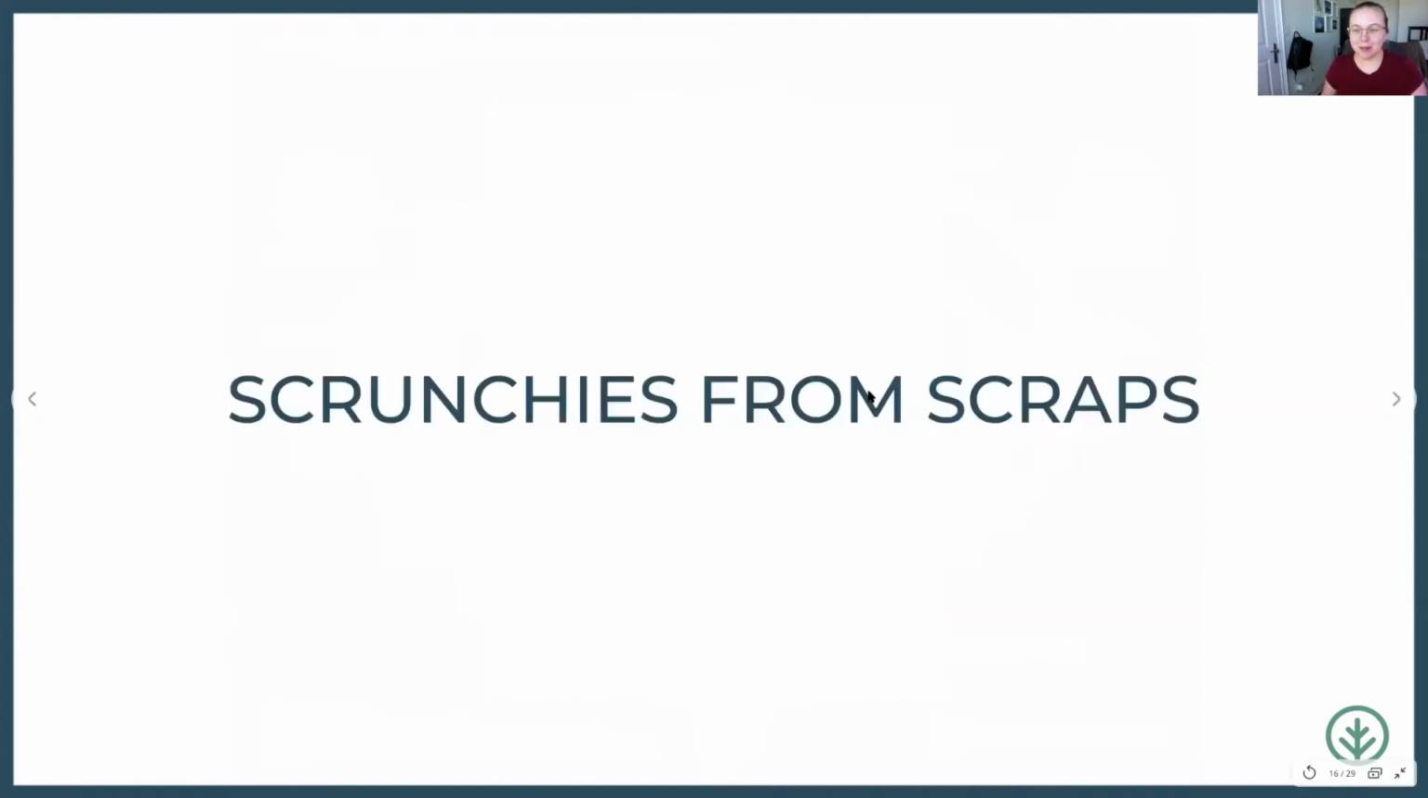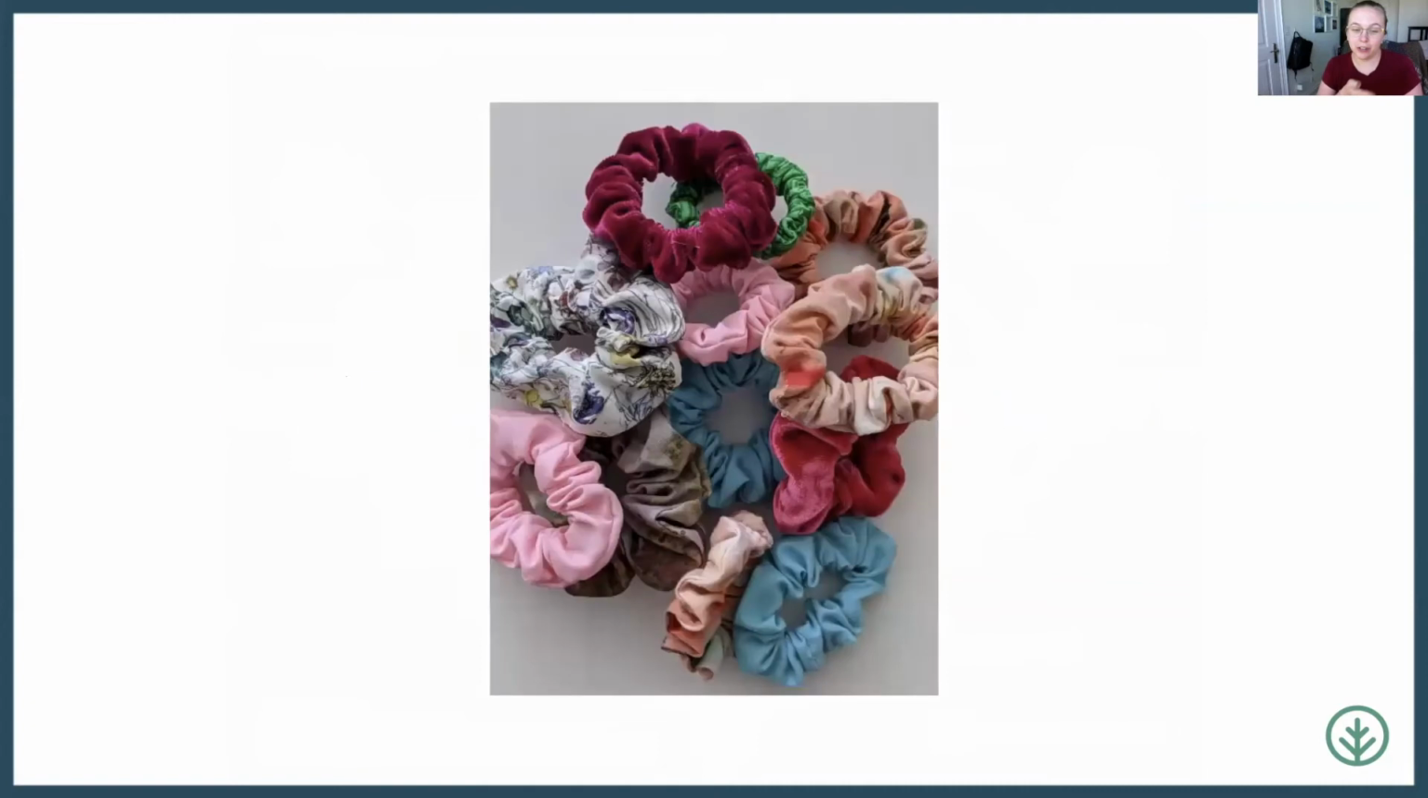So our first example, part of the Impact Zero Foundation, we also have an Impact Zero network where green businesses work with us to establish these circular systems. And one of those is Scrunchies from Scraps. The owner, her name is Sarah, she makes scrunchies out of repurposed materials.